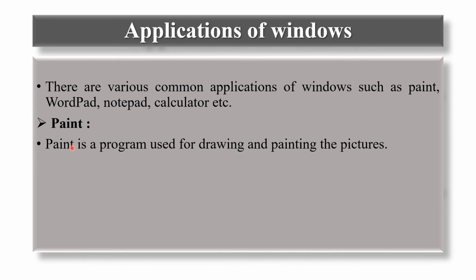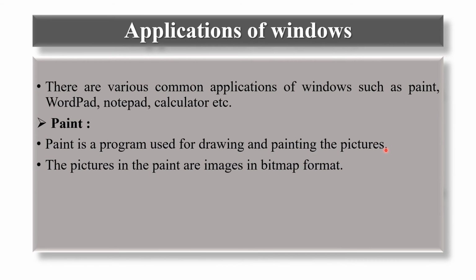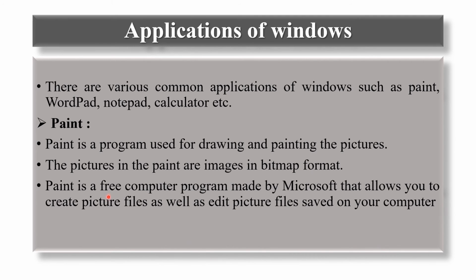Paint is a program used for drawing and painting pictures. It is known as the Paint application. The pictures in Paint are images in bitmap format. Paint is a free computer program made by Microsoft that allows you to create picture files as well as edit picture files saved on your computer.